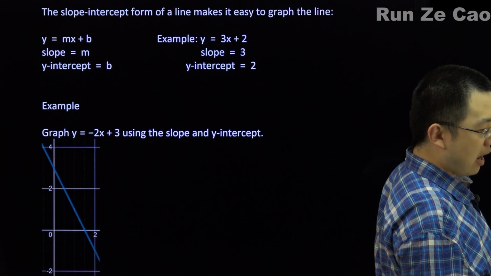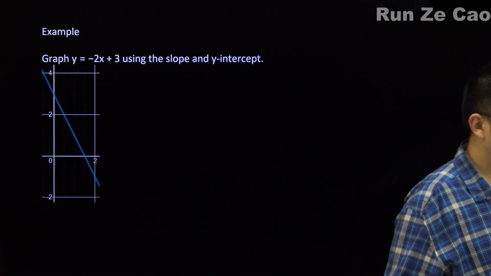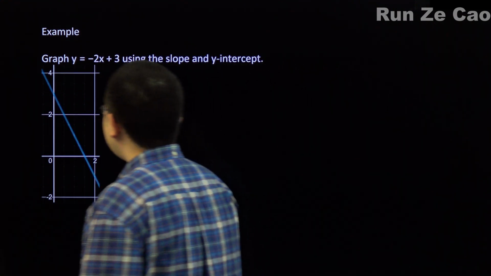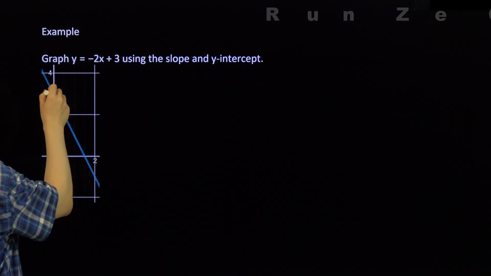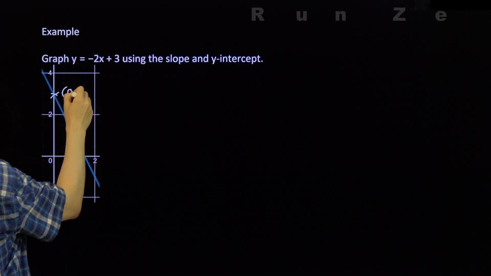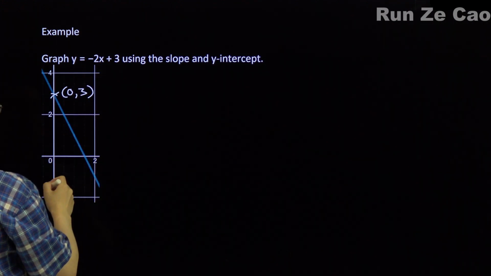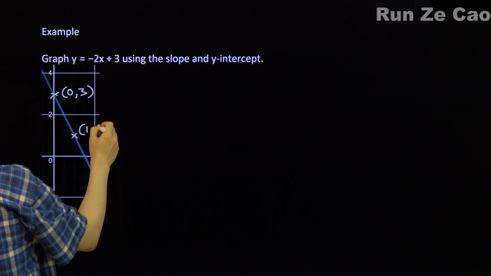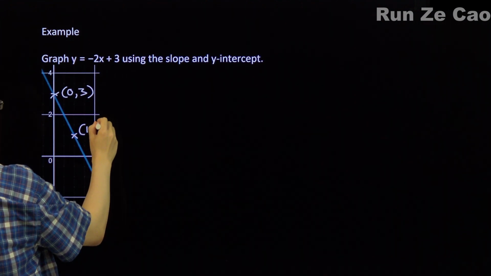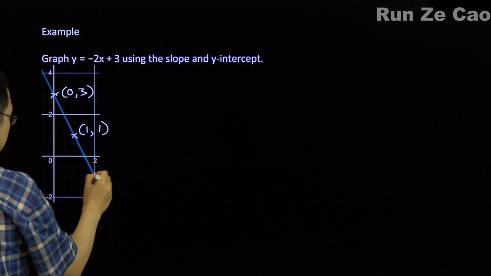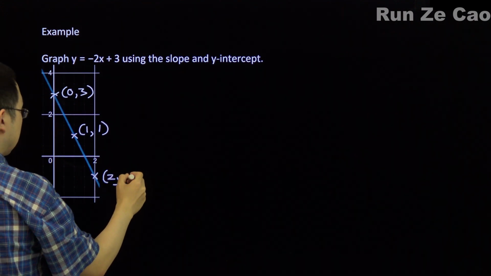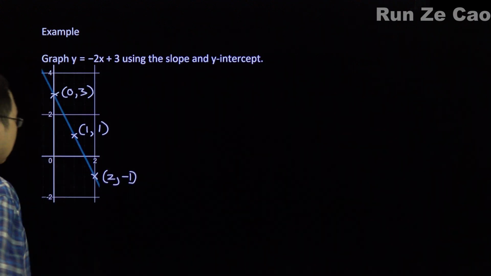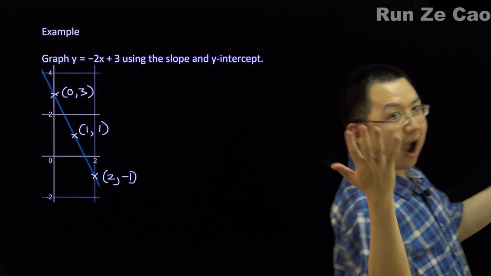Now let's graph y equals negative 2x plus 3 using the slope and y-intercept. Well, the y-intercept is found at 0, 3. And then negative 2x, oh hey, that tells us there's going to be another point at 1, negative 2 plus 3 is 1. And then it's going to be 2, negative 1. And then we would plot the line through it.